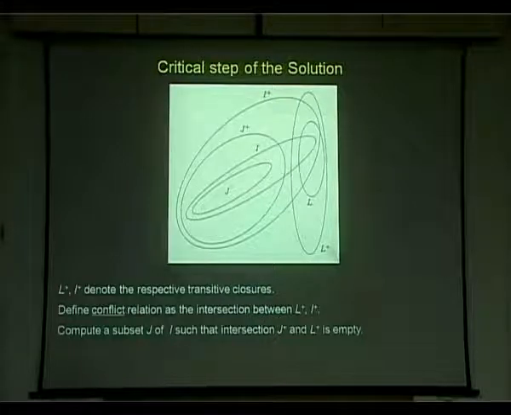So we started with a set J, and I haven't drawn it very well, but let's just start with a small set J and keep increasing it as much as we can, so that J plus never intersects L plus. Then you can't have conflicts. You are trying to find a big set of identical relationships which do not lead to conflicts.